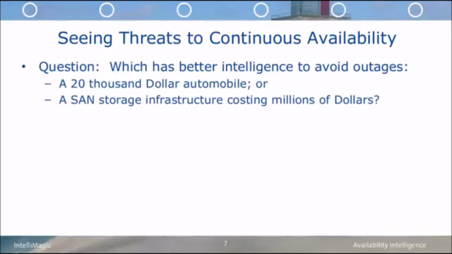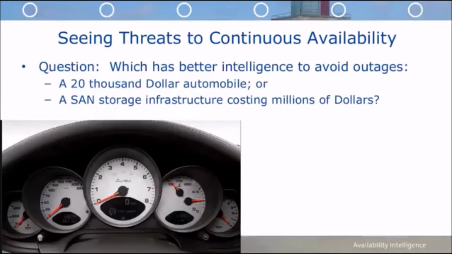And so another illustration I'd like to use is to just compare the intelligence that we have about the storage infrastructure with just your average $20,000 automobile. We spend millions of dollars on our storage infrastructure, which is better. So here's a dashboard that probably by itself costs $20,000. This one happens to be from a Porsche 911. It's not my vehicle, but it's an interesting dashboard, so I picked this picture.